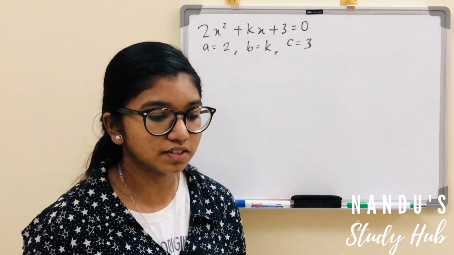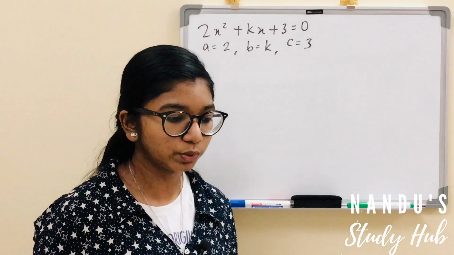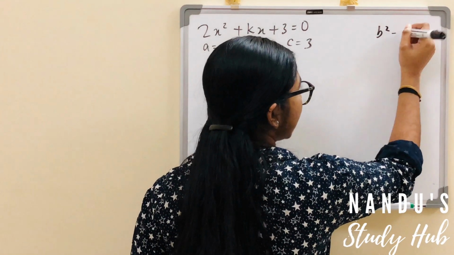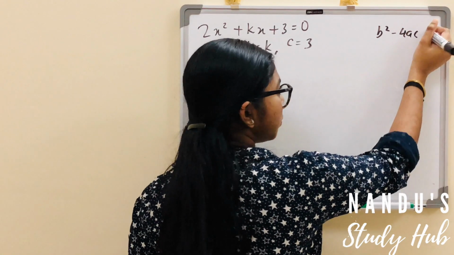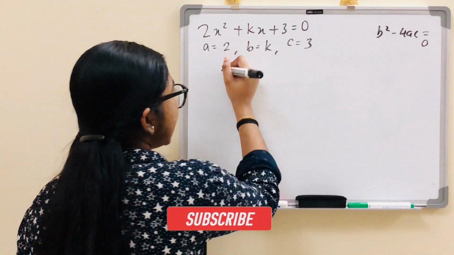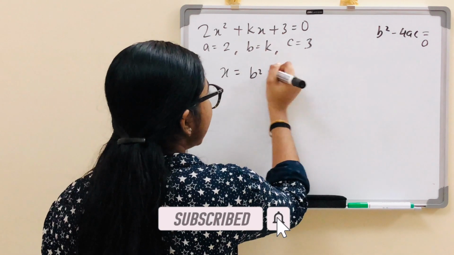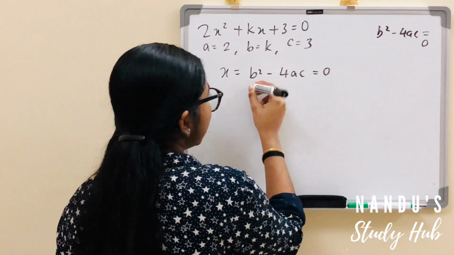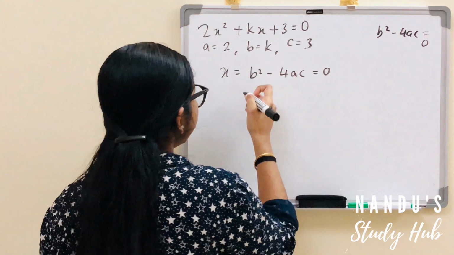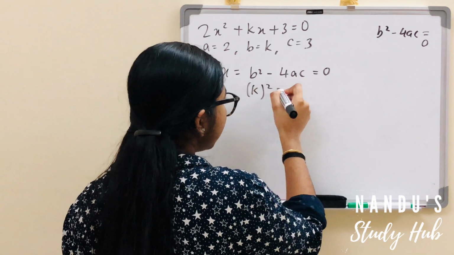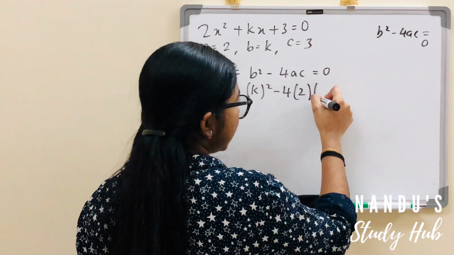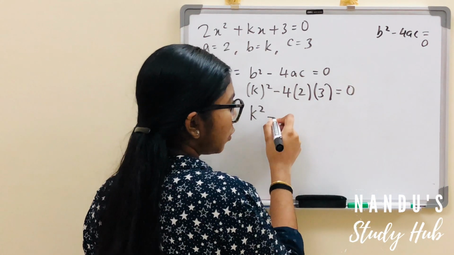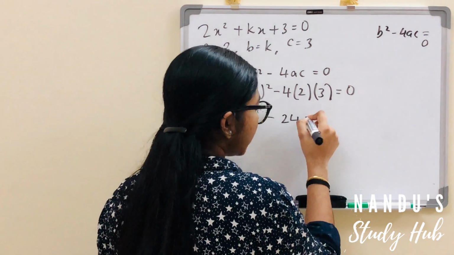Now the question tells us that this equation has two equal real roots. Which means b square minus 4ac should be equal to 0. So b square minus 4ac, you have to substitute it here. So you get k square minus 4 into 2, c is 3, equals 0. So we get k square minus 4 2s are 8, 8 3s are 24 equals 0.